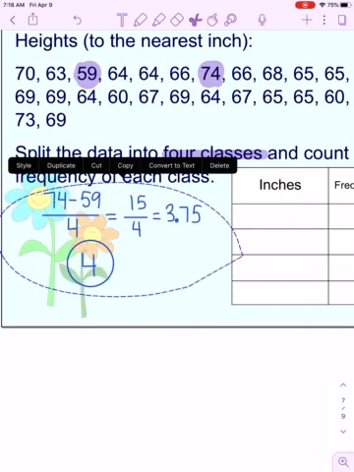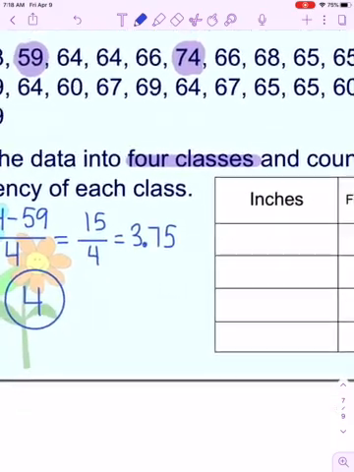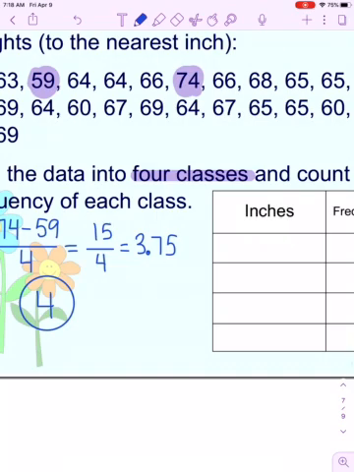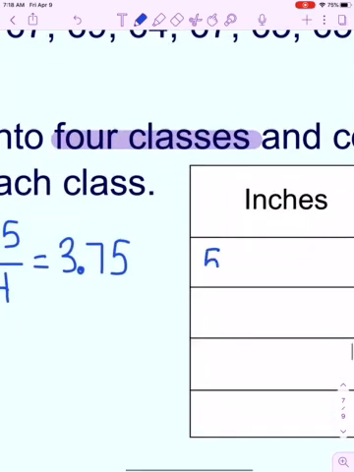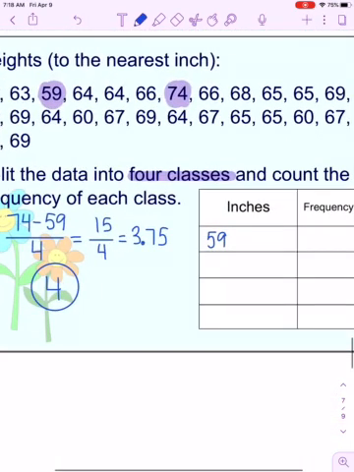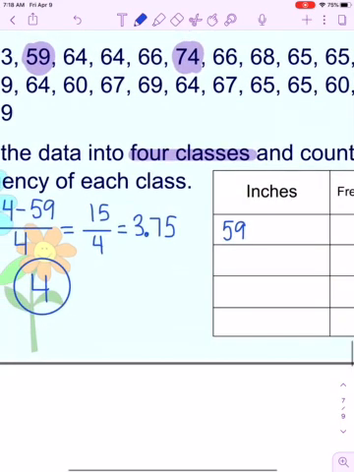Now, this is where it gets just a little tricky. You just have to pay attention. You always obviously start your first class with your smallest number, which we already found was 59. Okay. But you do not add 4 to 59 and put it over here. You add 4 to 59 and put it down as your next starting point of your next class.